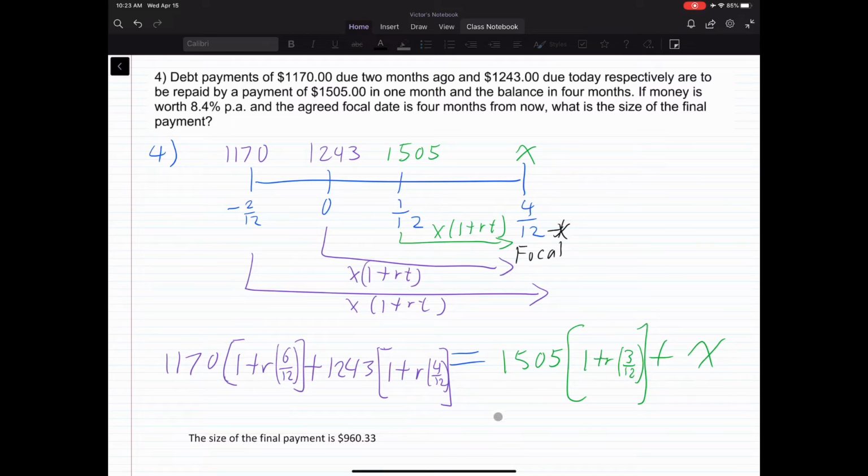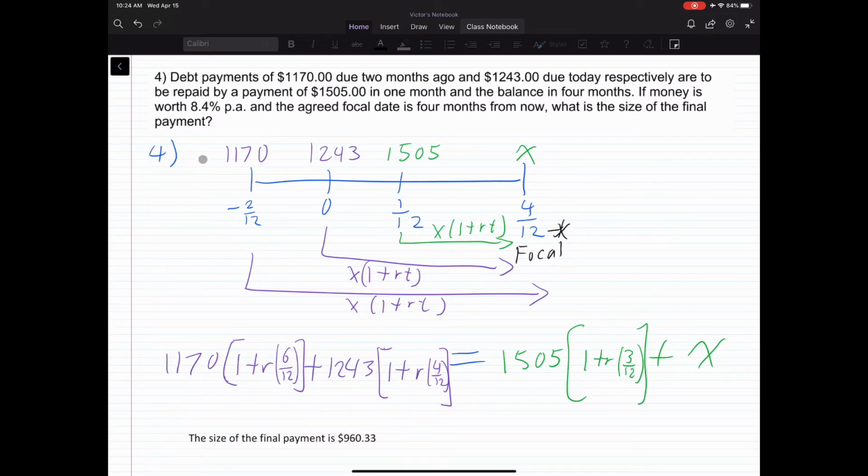In the equation, we have the two debts on one side, and the two payments, the 1505 and X, on the other side. For the two debts, 1170 and 1243, those need to be converted into the focal date. Anything to the left of the focal date, we multiply by 1 plus RT. If we have a cash flow to the right of the focal date, then we would divide it by 1 plus RT to convert it into the focal date. And that's the rule.